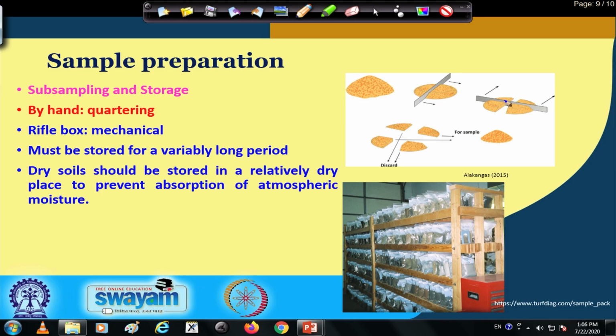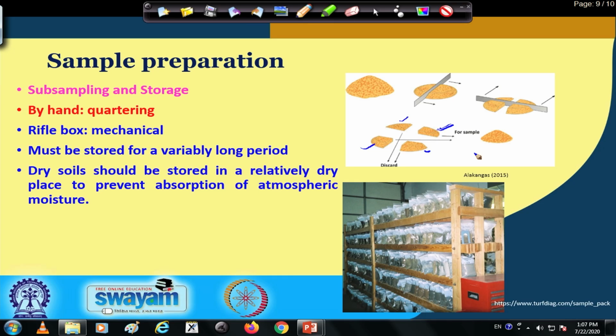The opposite quadrants are basically discarded, as you can see here. By discarding the opposite quadrants, you keep the remaining 2 quadrants and then mix them together. By using this method, you can reduce the sample size for efficient storing.